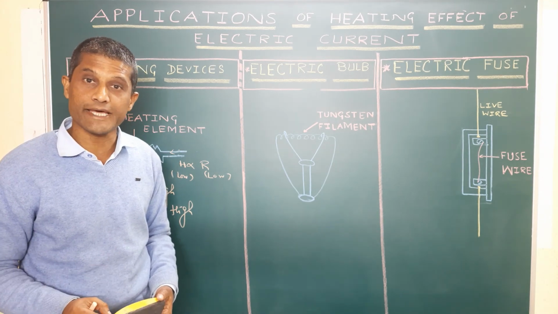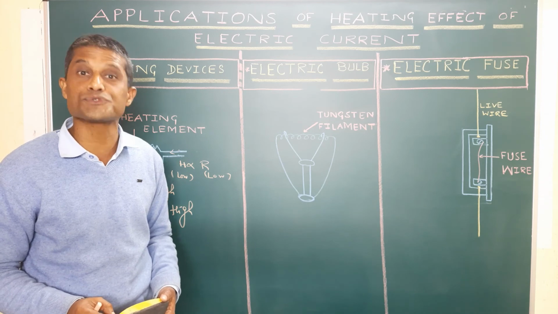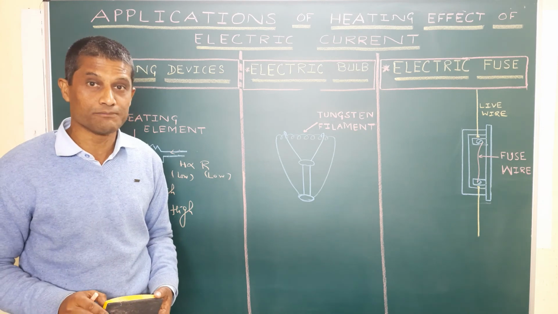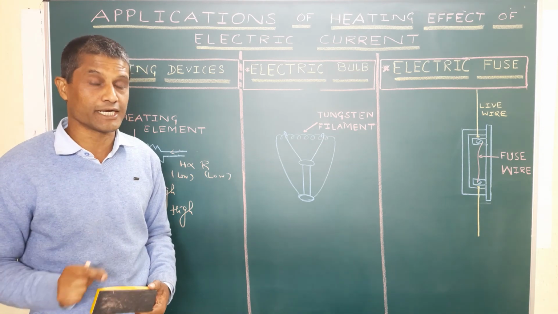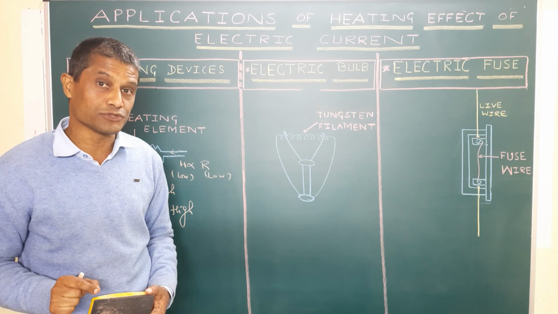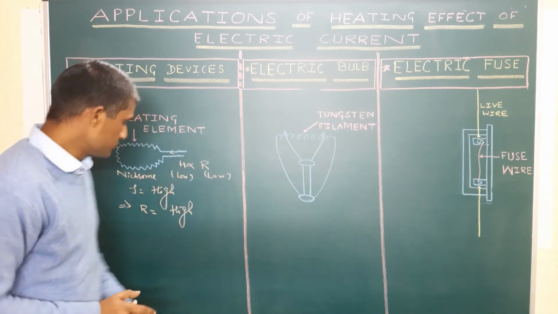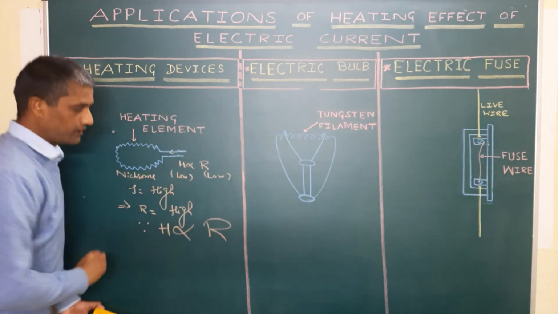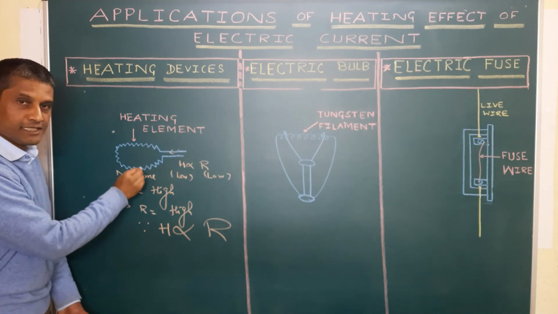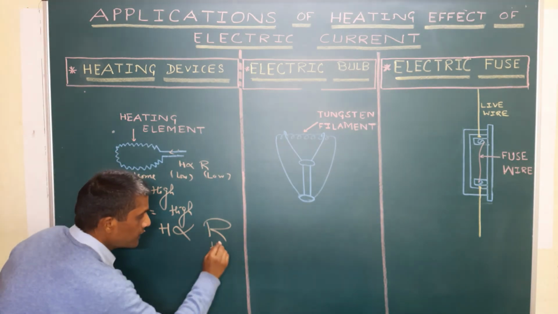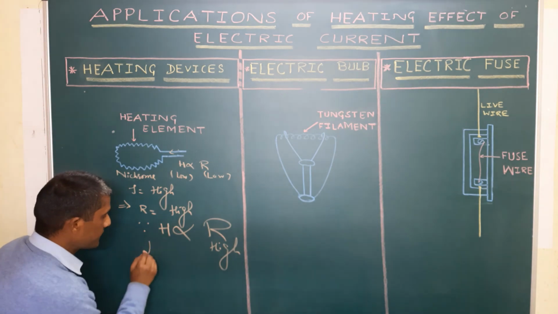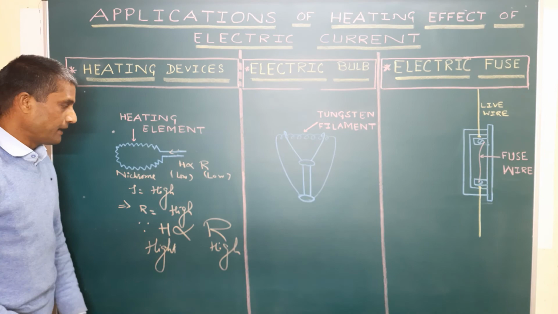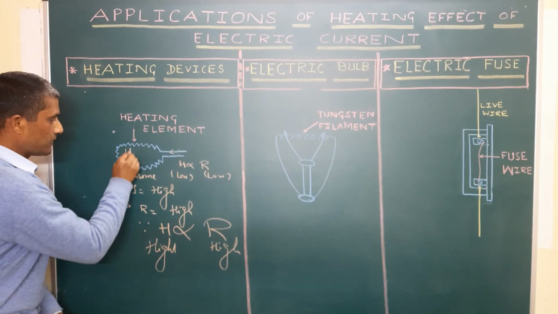And during the mathematical derivation we have deduced some conclusions, and one of the conclusions was that heat produced in a conductor is directly proportional to the resistance of that very conductor. So here it is, as we know that heat produced in the conductor is directly proportional to the resistance of that very conductor. Since the resistance of nichrome alloy is very high, it shows that the heat produced in nichrome, the heating element made of nichrome, is also going to be very high.